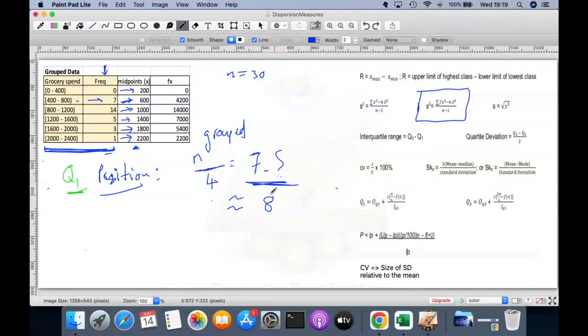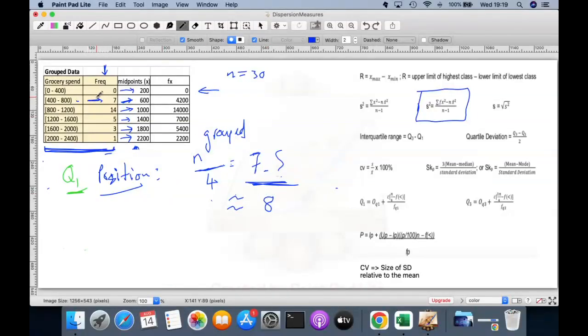The position for the first quartile will be the 8th person's spending if we had to rank them. So what we need to determine is where this 8th person lies. This is very similar to what we did last week with central measures. If you look at the first row, there's nobody there, nobody spent between 0 and 400 on groceries, so the 8th person can't be there.